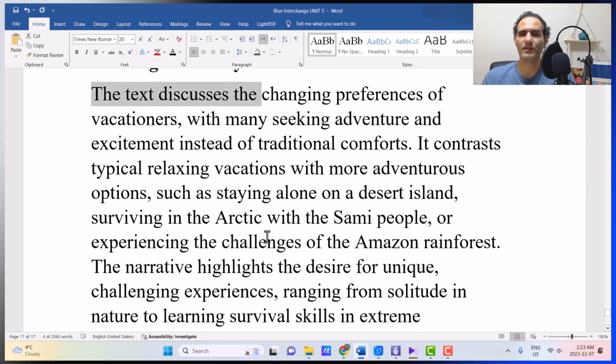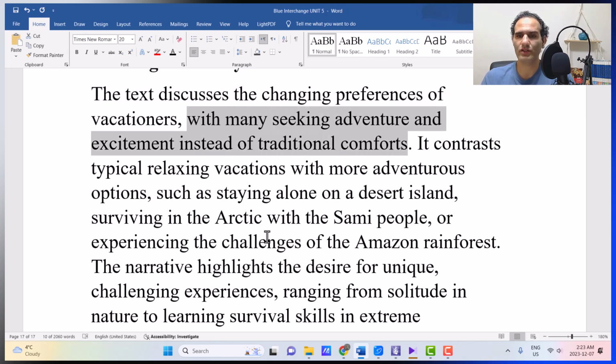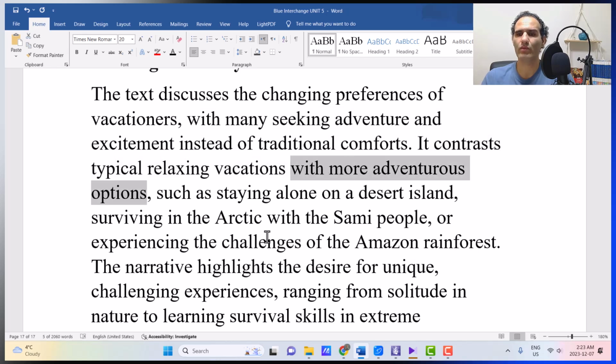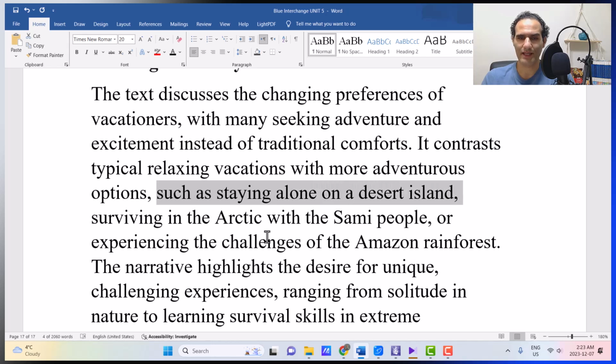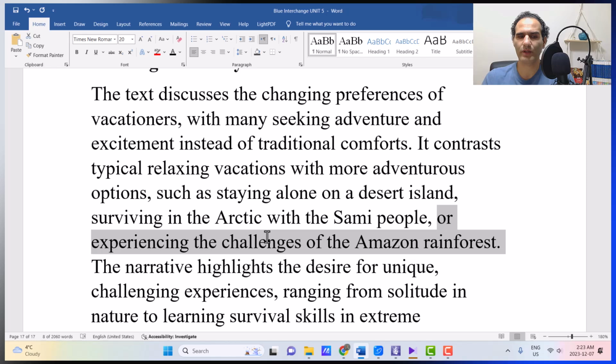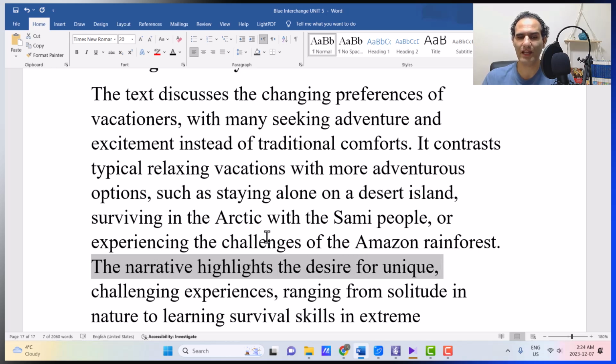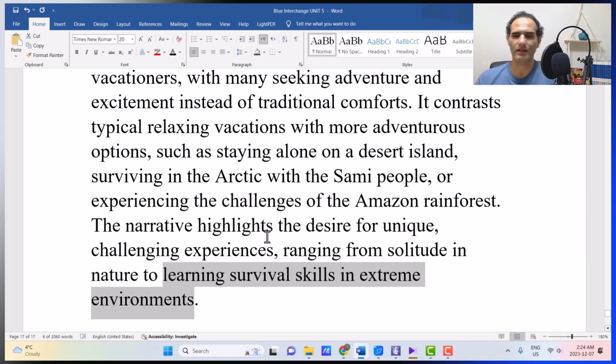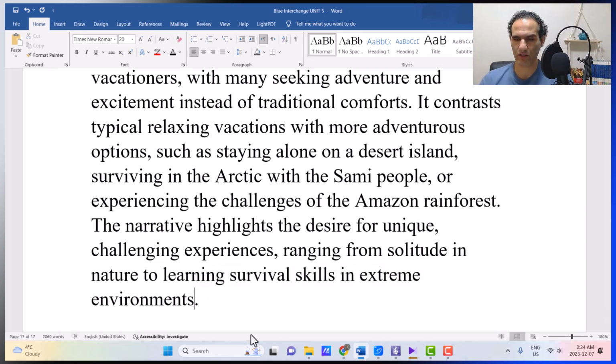The text discusses the changing preferences of vacationers, people who take vacations, with many people seeking adventure and excitement instead of traditional comforts. It contrasts typical relaxing vacations with more adventurous options, such as staying alone on a desert island, surviving in the Arctic with the Sami people, or experiencing the challenges of the Amazon rainforest. The narrative, the writer, the author, highlights the desire for unique, challenging experiences, ranging from solitude in nature, being alone, to learning survival skills in extreme environments. Extreme environments could be a synonym for Amazon rainforest.